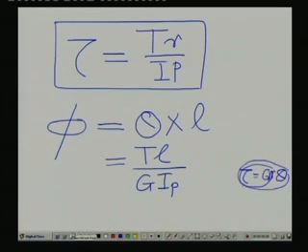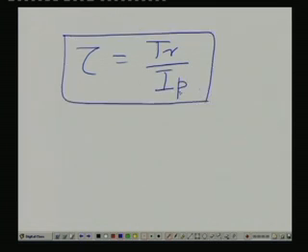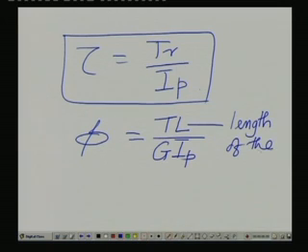So, the two most widely used torsional formulas are: shear stress tau equals T r by I p, and phi equals T L by G I p. What is this L? I think I did not mention. This is the length of the member.